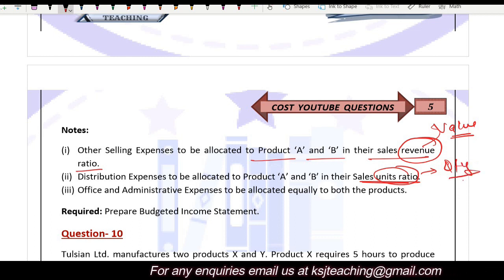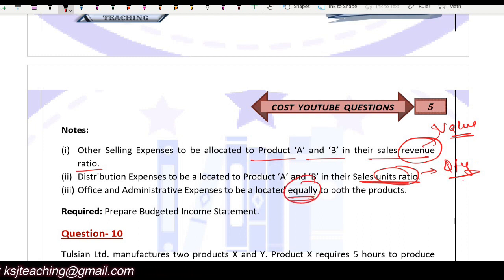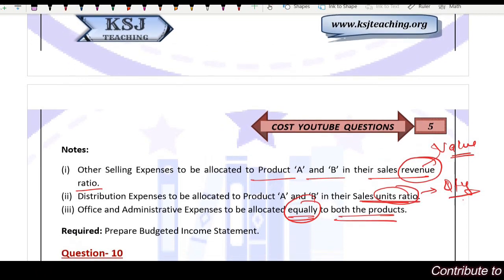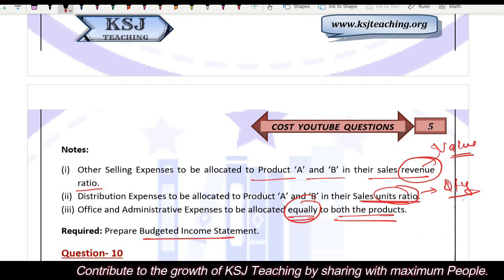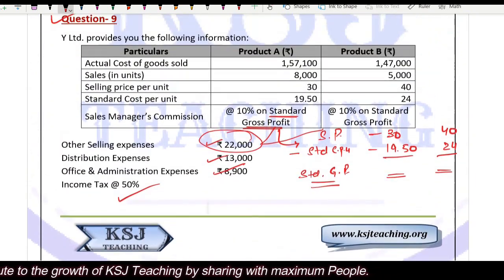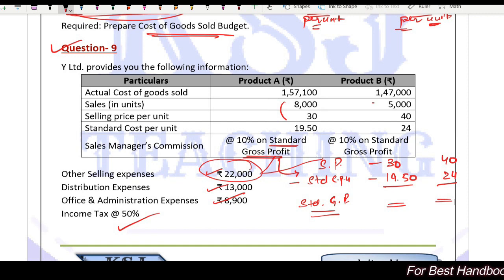So be very careful what is given in the question. Office and administrative expenses to be allocated equally to both the products, right? So other selling expenses given, distribution expenses given, and office and administration expenses, these are to be allocated equally. Prepare the budgeted income statement. So whenever we talk about the income statement, we start with the sales value. How? Sales units multiplied by selling price per unit. So this should be the first step.